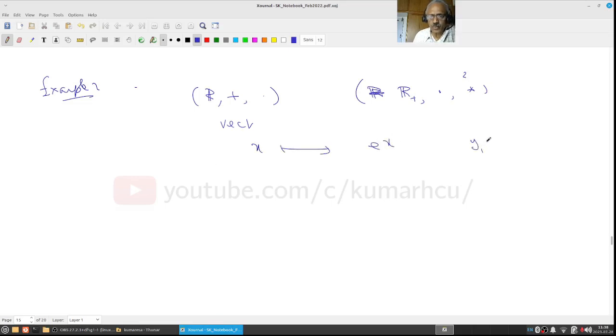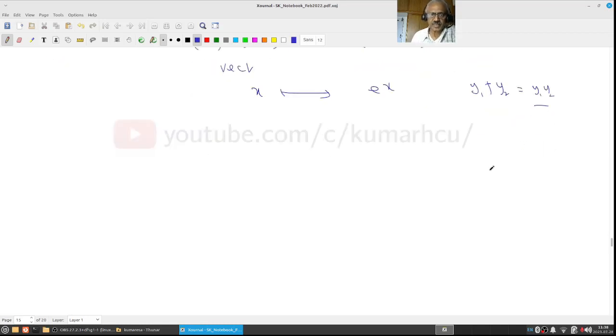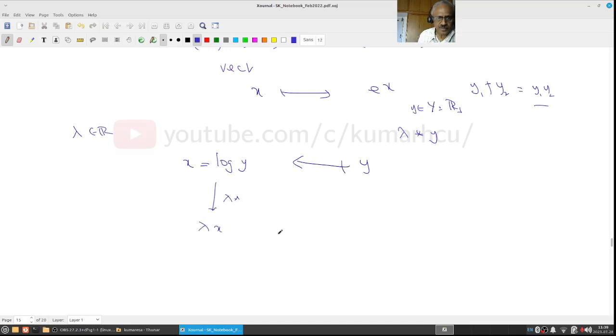So what is y1 dagger y2? That is y1 times y2, the standard product. Now I start with a scalar lambda, and I want to define lambda star y, where y is in the codomain. How do I define it? Take y and pull it back. It corresponds to log y, which is your x. Then do the scalar multiplication, lambda times x, and push it forward by f. That is e power lambda x. But what is e power lambda x? It is e power lambda log x, which is x power lambda.